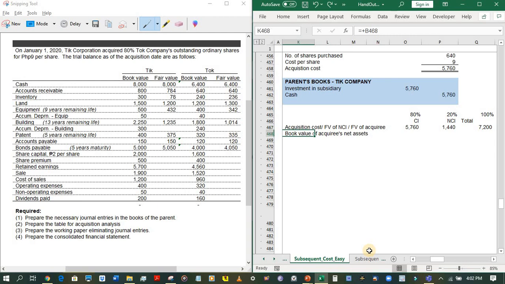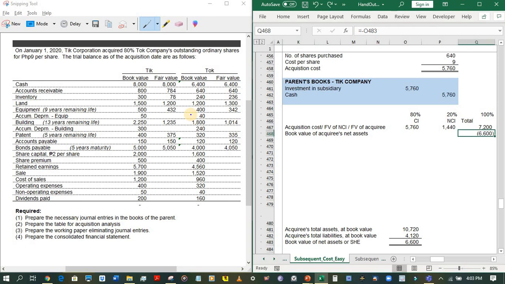So that is Stock Company. The total assets of the acquiree at book value is 10,720 pesos. And the total liabilities of the acquiree also at book value is 4,120. So these amounts were derived in the trial balance of Stock Company at book value. Then, the difference between 10,720 less 4,120 is 6,600. And this is the book value of net assets of the acquiree. Or, this is the shareholders' equity of the acquiree as of this date. So the shareholders' equity is also the book value of net assets, and the balance as of the acquisition date is 6,600.